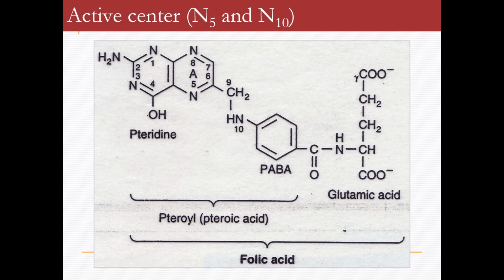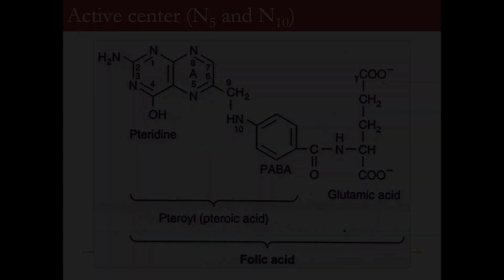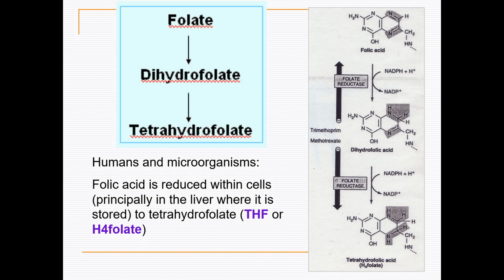This is the structure of folic acid, where the pterin ring, PABA ring, and glutamic acid combine to form folic acid. Folate is converted into dihydrofolate, and it is converted into tetrahydrofolate. Humans and microorganisms can form this folic acid. Folic acid is reduced within the cells, principally in the liver, where it is stored, to tetrahydrofolate.